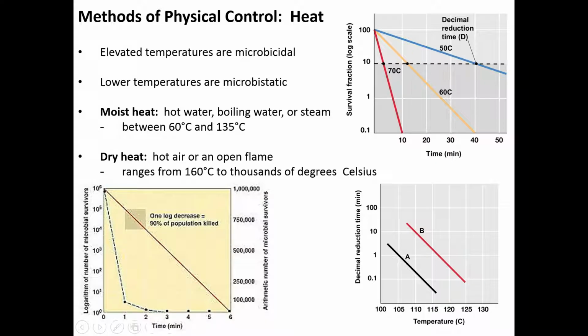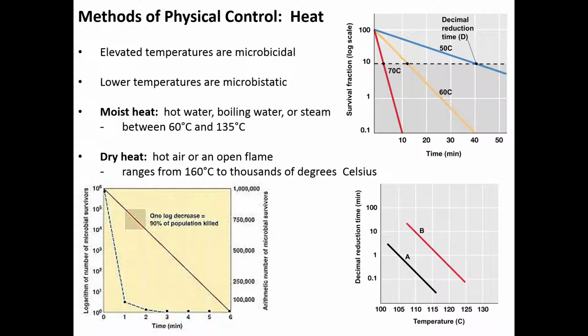So looking at physical control measures. One of these would involve heat. There are two different types of heat: moist heat and dry heat. Moist heat involves use of hot water, boiling water, or steam. For dry heat, you're talking about an open flame or candle.